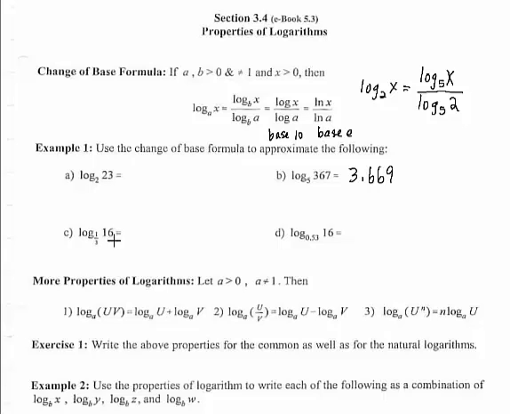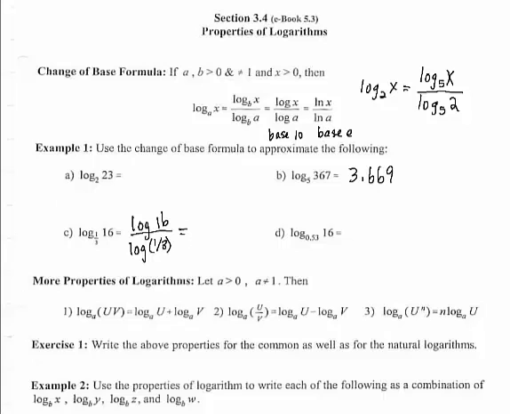If we want to approximate this with the common log, then we would write log of 16 and log of 1/3. And here again, the base that I'm switching to is 10. I have a base 10 on the top and a 10 on the bottom. This is just understood as the common log, so we don't write the 10. So I'm switching from a base of 1/3 to 10.